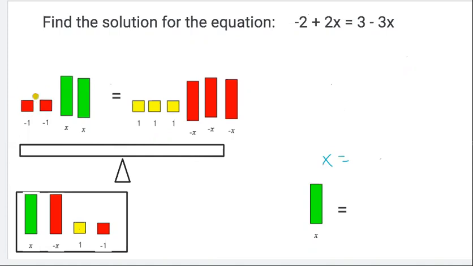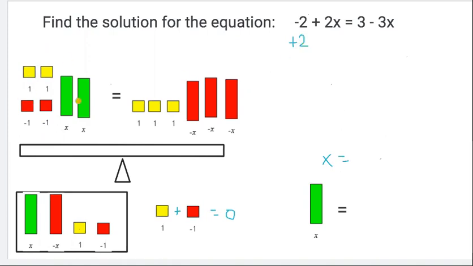I see some red ones here, so I want to get rid of those red ones. So let me get rid of this negative 2 first. How do I get rid of it? Remember that one positive plus one negative equals 0. So using that idea, I'm going to add two positives here so that these negatives will turn into 0. So I'm going to add two positives, 1 and 2.